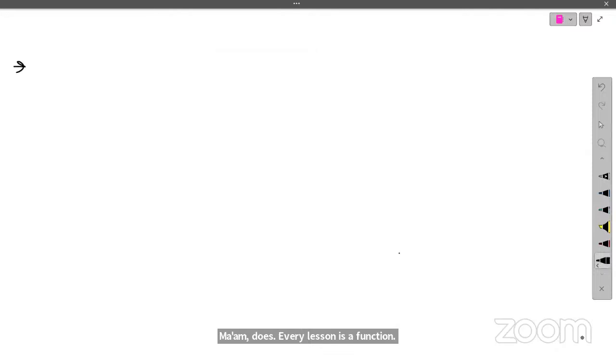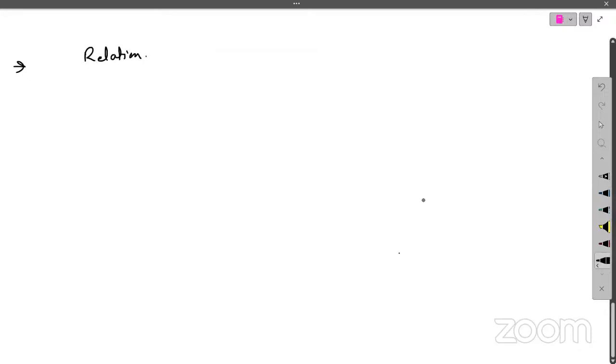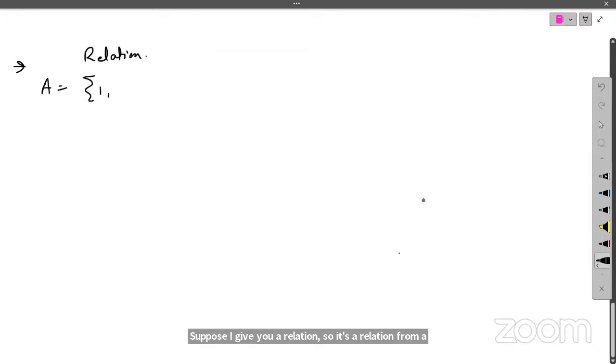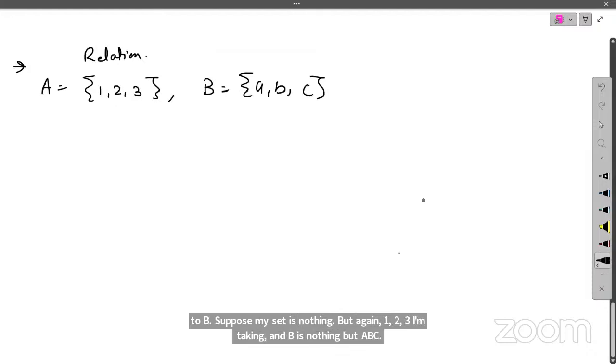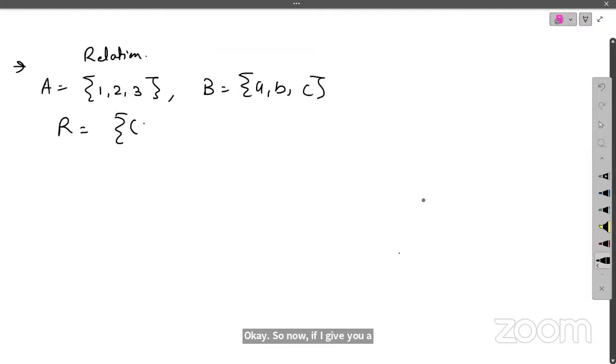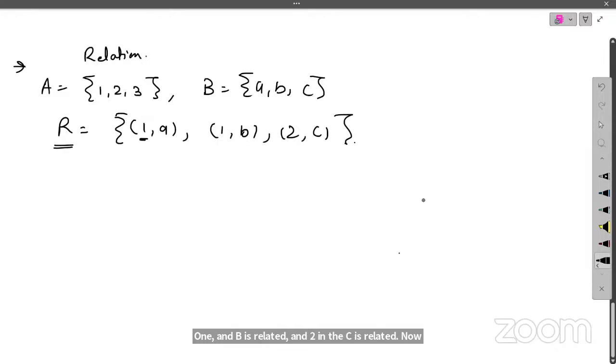Because suppose I give you a relation from A to B. Suppose my set A is, again, 1, 2, 3, and B is a, b, c. Now if I give you a relation R in such a way that 1 and a are related, 1 and b are related, and 2 and c are related. Now you can't say that this is a function, because for one input I'm getting 2 different outputs, right?